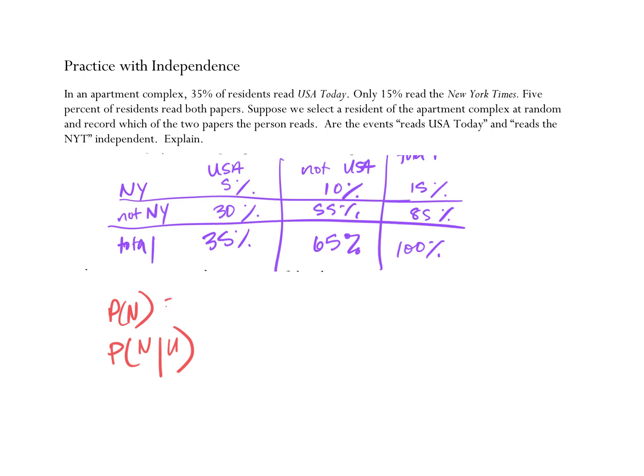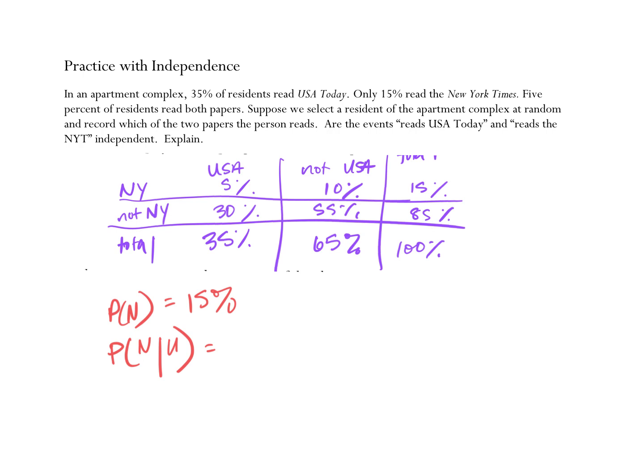All right. Now, hey guys, what's the probability of someone reading the New York Times? 15%. Woohoo! What if I know they read USA Today? 14.25%. Oopsies. My bad.